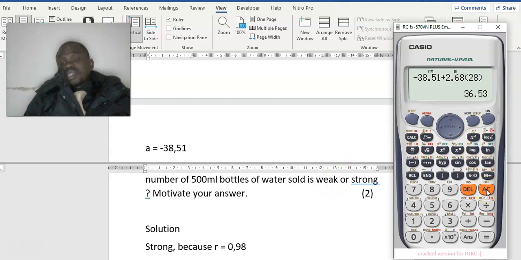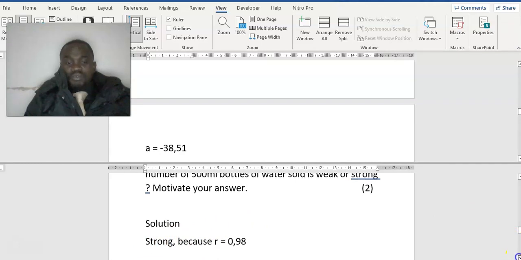So you don't delete the information that you have already typed on the calculator. You press your AC, you go to your shift, you go to your start, regression. Our R is here, which is 3, equal. This gives us 0,98. So the correlation coefficient is closer to 1. Alright, so we are saying that it's what? Strong. The correlation coefficient is closer to 1, so it's strong.